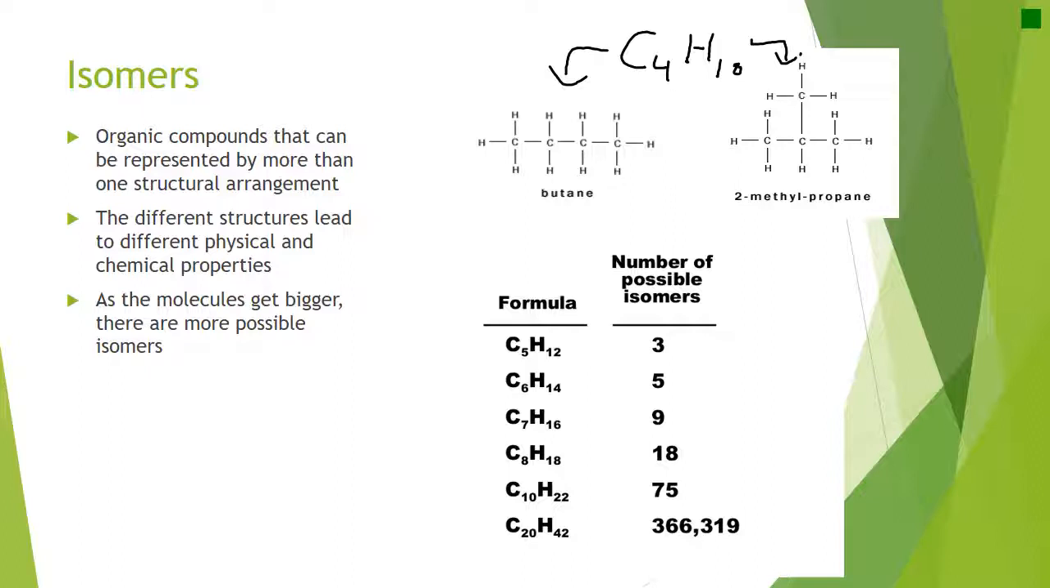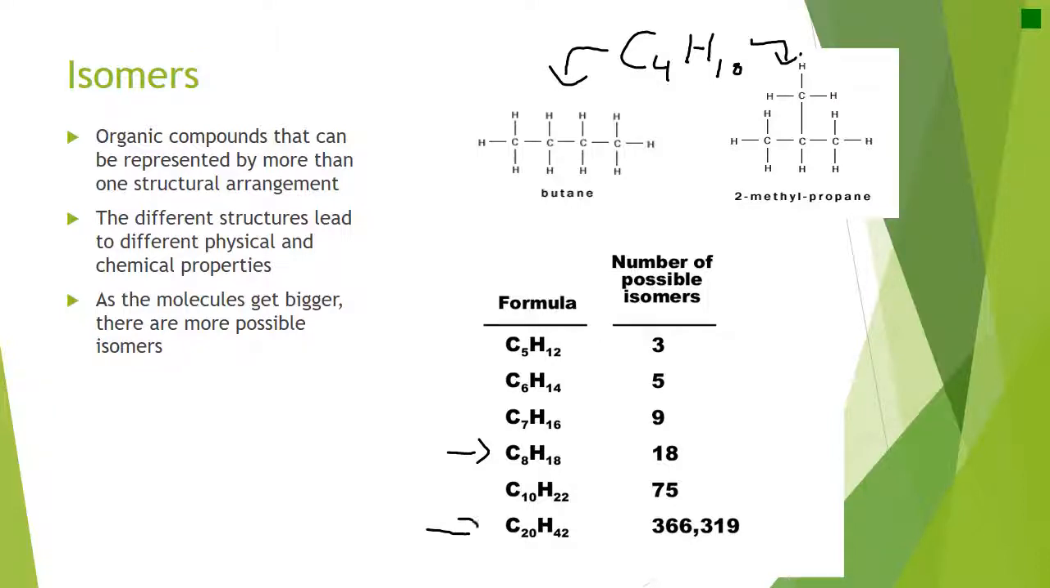And one more thing about isomers is that as the complexity of the hydrocarbon increases, the number of isomers goes up. So right here you have C5H12, and you only have 3 isomers. Okay, that's pretty manageable. And then you get to eventually C8H18, and you get 18 isomers. Now we're starting to get a lot.